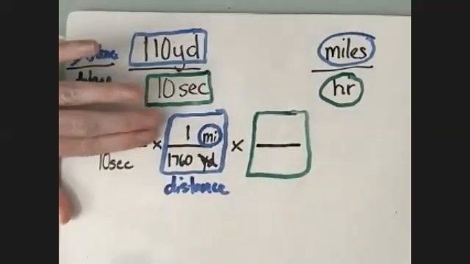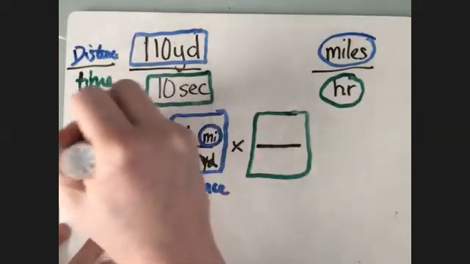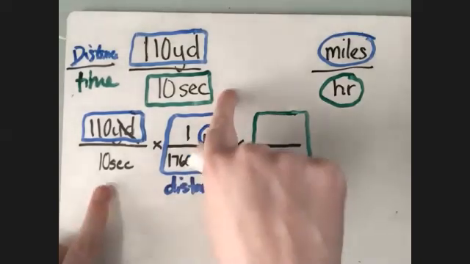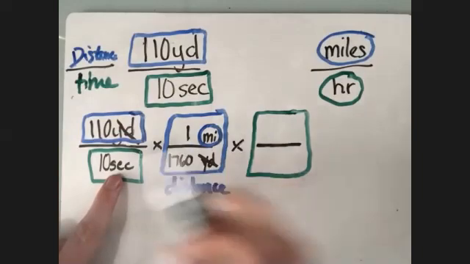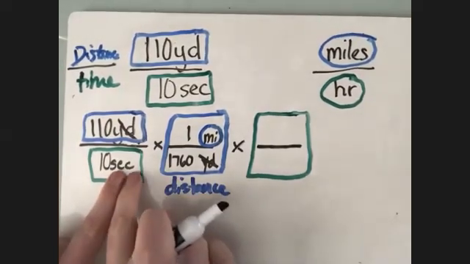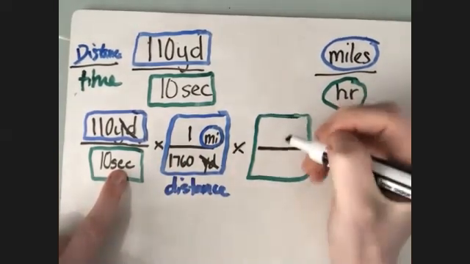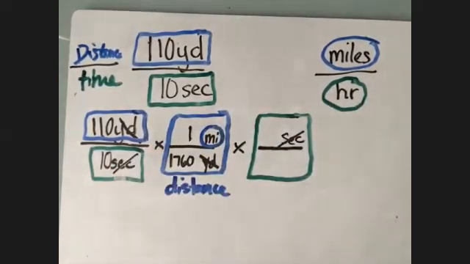This time, I'm not looking at the top because the top pertains to the blue. I'm not doing blue. I'm working with green. So now I need to look at the green. If seconds is on the bottom, to get rid of seconds, it has to be diagonal. Seconds then goes on top. Awesome. Now I know I can get rid of seconds because it's cross-canceled.